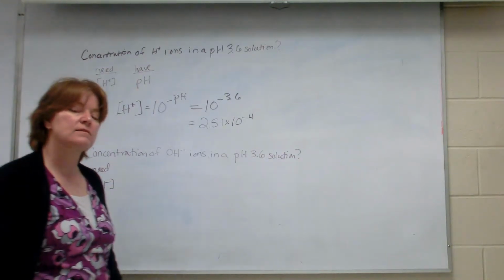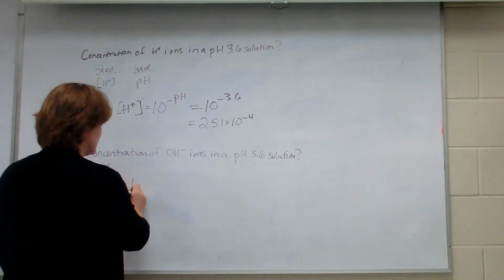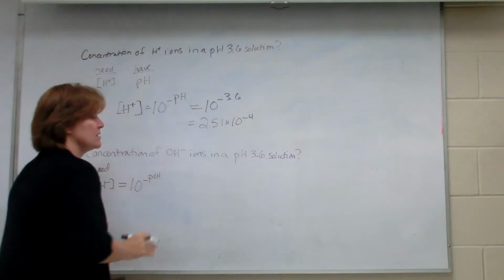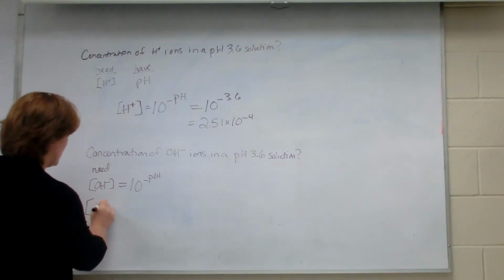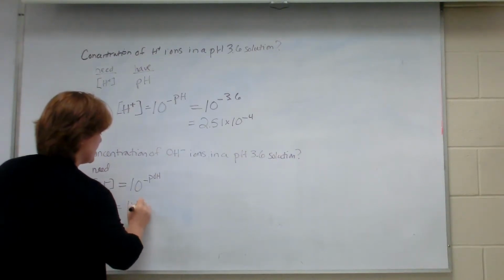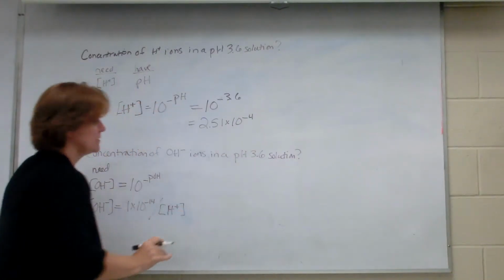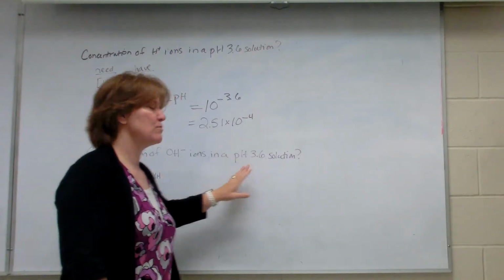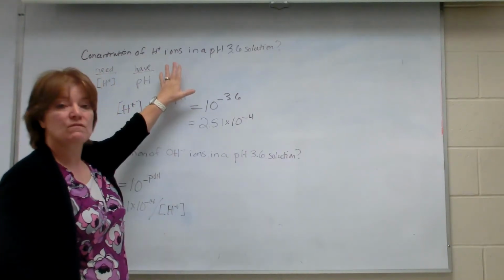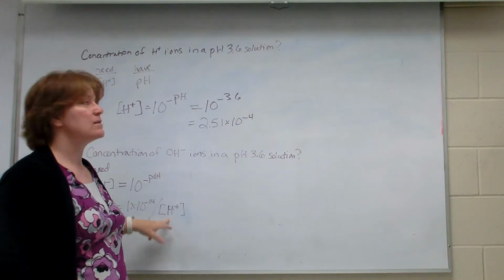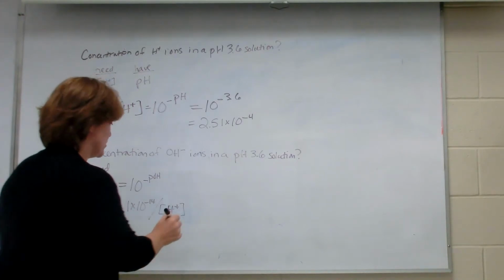I know I need OH minus concentration, so I can look at some of my equations. I've got OH minus is equal to 10 to the negative POH, but I don't have POH, I have pH. I also have OH minus equals 1 times 10 to the negative 14 divided by the concentration of H plus ion. So somehow I need to get from pH either to POH or from pH to H plus ion concentration. Well, from the previous problem, we know that if we take 10 and raise it to the power negative 3.6, that will get us the H plus ion concentration.